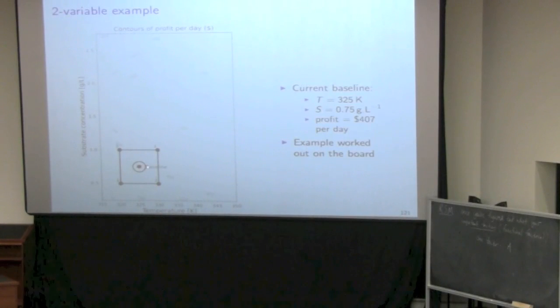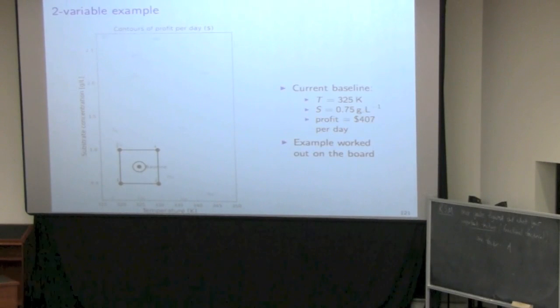We're starting over here in this corner. This is where we've always operated the process. And we're trying to optimize our system, we're trying to get a slightly better profit. Profit is my Y variable. Profit is always a very good Y variable. If you're never sure what your Y variable should be, it likely should be profit.